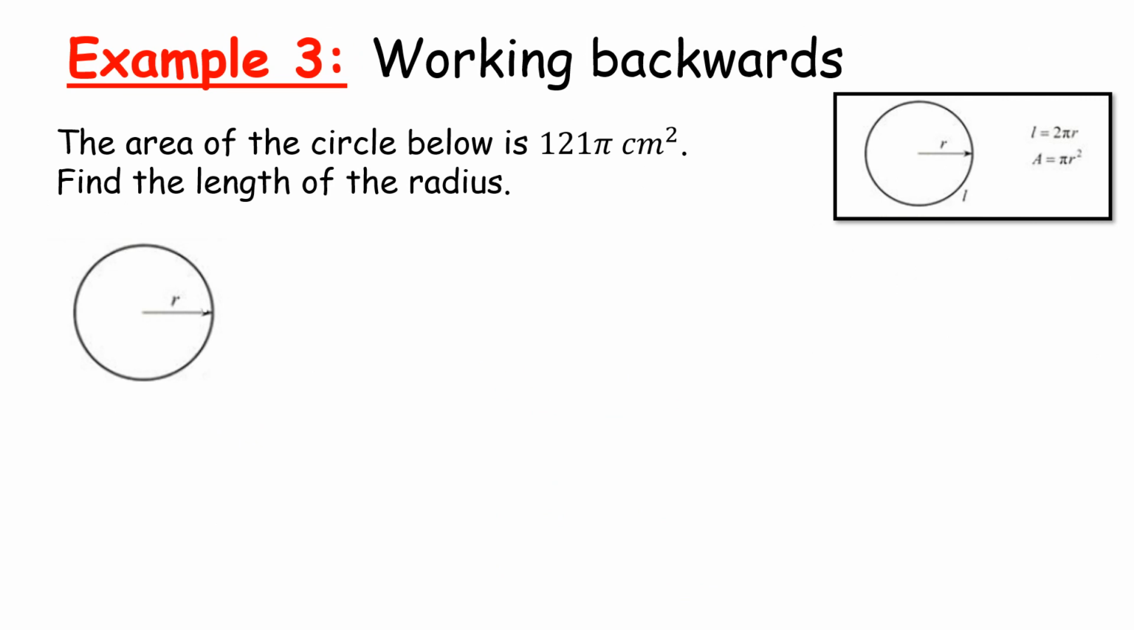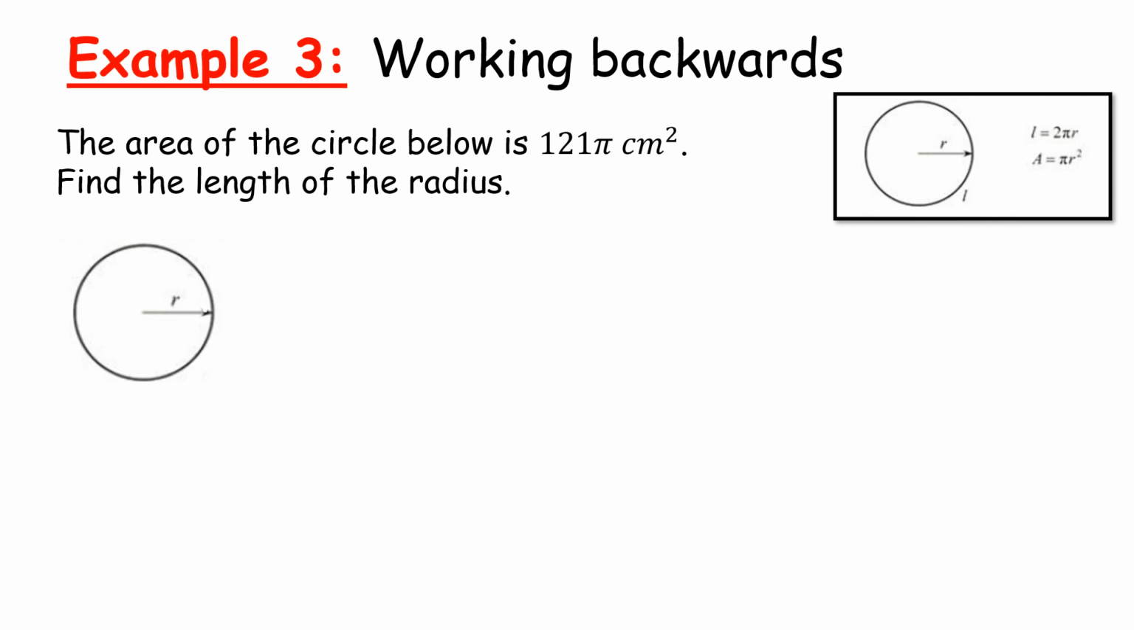So how do we work backwards? This example is a true higher level style question because we're being asked to not just plug into a formula and use our calculator, which is very straightforward and the kind of thing that we see often at ordinary level, but instead we want to work backwards to find a missing piece of information. So they told us that the area of the circle below is 121 pi centimeters squared. Find the length of its radius.